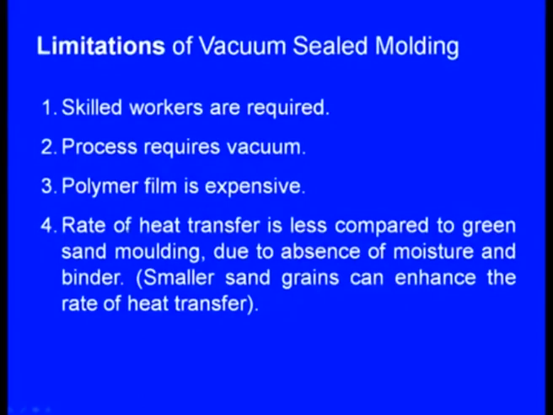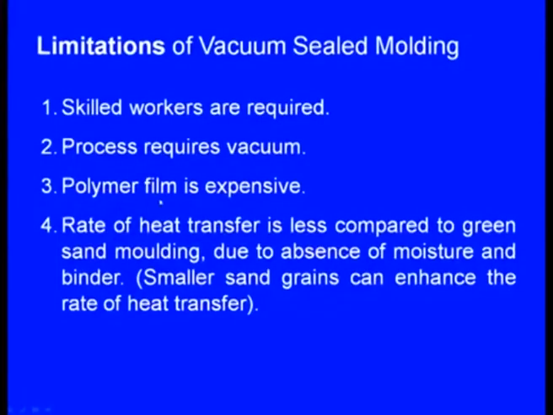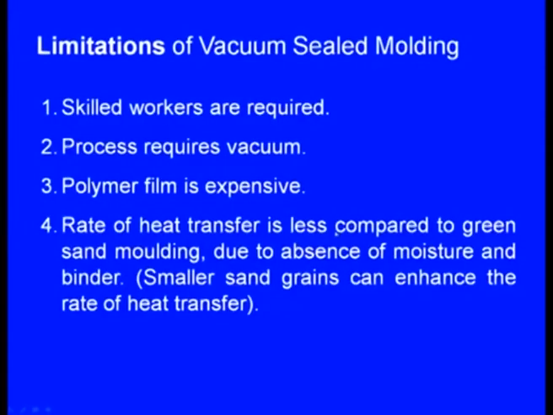Again, we use polymer film to cover the moulding box, to cover the moulding sand. Both at the top and the bottom, we use the moulding film, the vacuum polymer film. That is how the process becomes expensive. Next one, the rate of heat transfer is less compared to green sand moulding. Why? In green sand moulding, there will be moisture, and because of the moisture the heat transfer would be maximum, but here there is no moisture in the moulding sand. That is how heat transfer will be less.